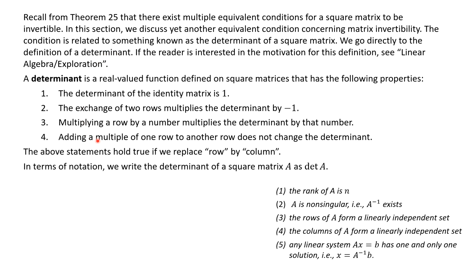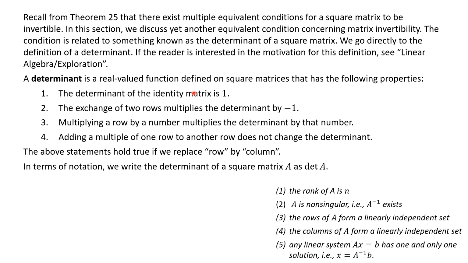So there's a few ways of defining a determinant. This is the way we're going to use here. A determinant is a function defined on a square matrix that has the following properties. The determinant of the identity matrix is 1. The exchange of two rows multiplies the determinant by a -1, so it changes the sign of the determinant. Multiplying a row by a number multiplies the determinant by that number. And adding a multiple of one row to another row does not change the determinant.